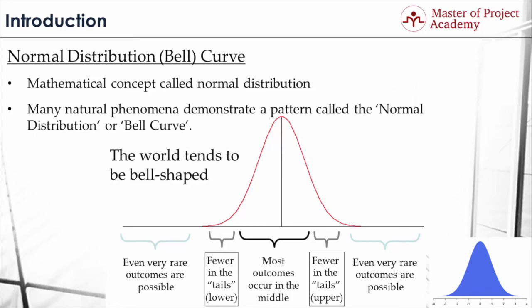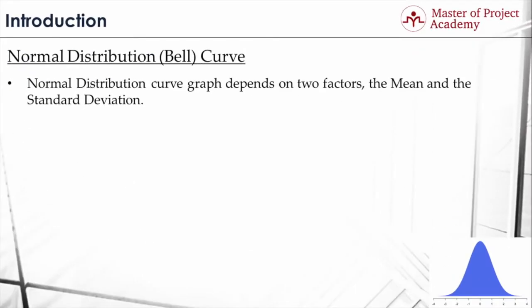This is significant as the data has less of a tendency to produce unusually extreme values, called outliers or special causes of variation, or SCV, as compared to other distributions. A normal distribution curve graph depends on two factors, the mean and the standard deviation.